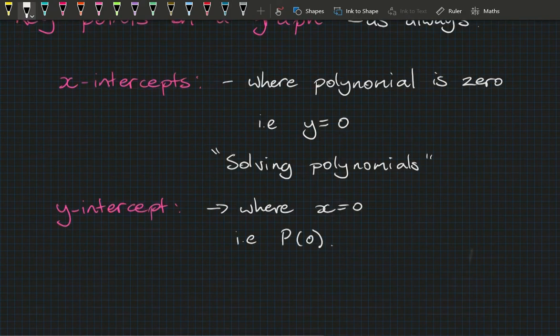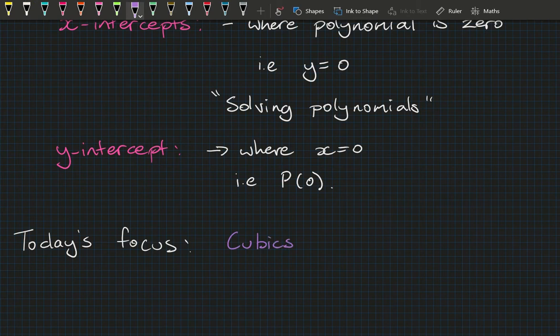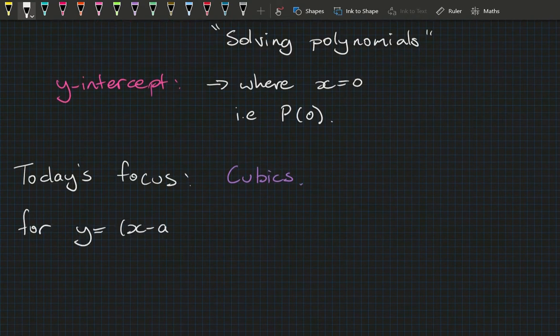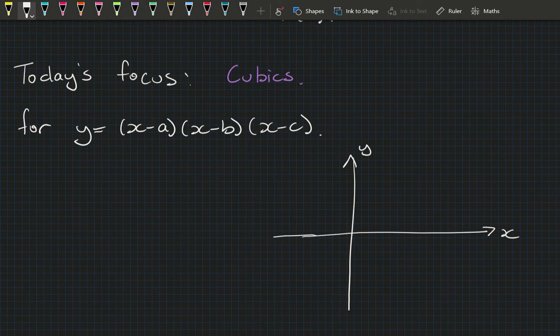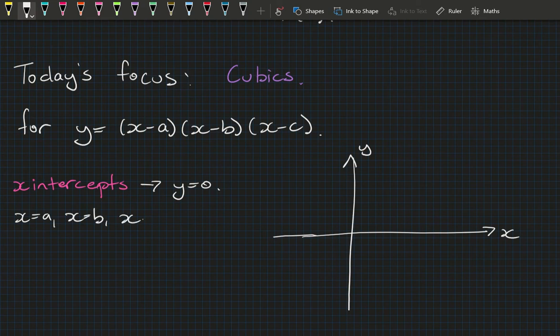Now today, we're focused purely on cubics. So as we saw with some of the solving polynomials in our last lesson, we could have a cubic such as y is equal to x minus a times x minus b times x minus c. And if I was to draw a little graph off to the side here, then our x-intercepts are where y equals 0. And as we saw in our last lesson, using the null factor law, in this case that would be where x is equal to a, or x is equal to b, or x is equal to c. And I can just quickly mark them on the graph.